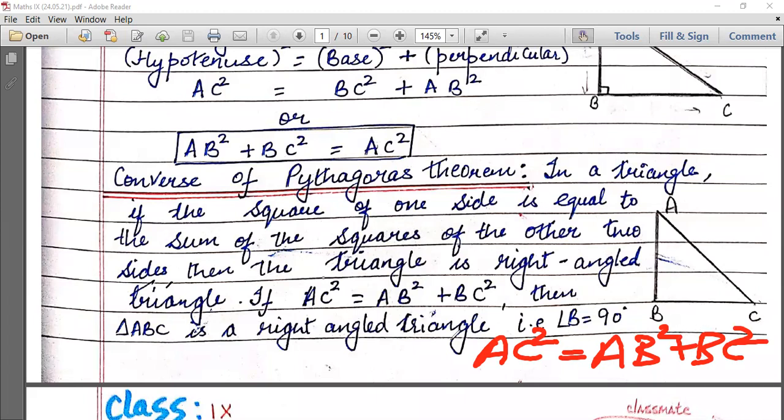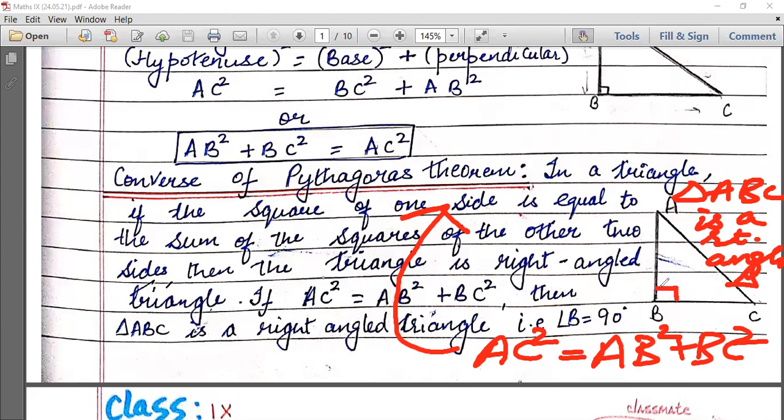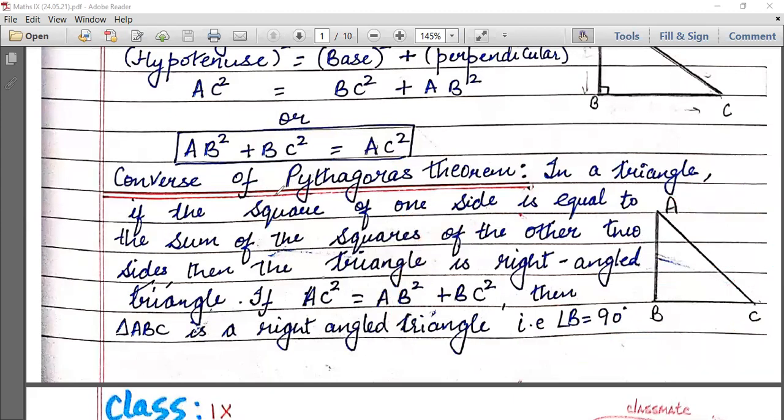So according to the converse of the Pythagoras theorem, you can say that this must be a right angle triangle. So triangle ABC is a right angled triangle. Here AC is your hypotenuse, AB and BC are the other two sides. So it must be angle B. It means your right angle is at B. Is it clear, children? So that is the converse and the Pythagoras theorem.